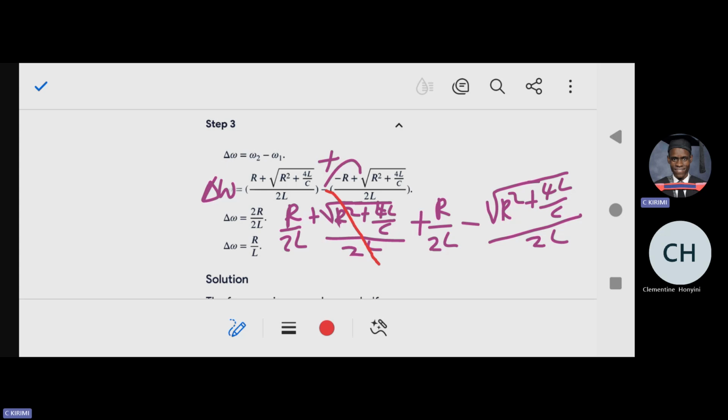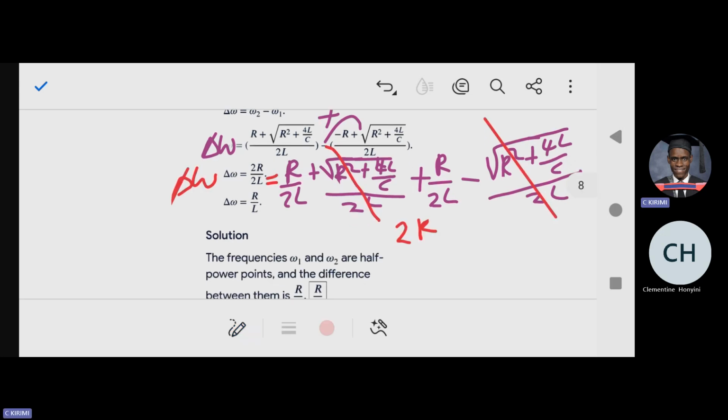Then you'll be left with change in omega is equals to 2R over L, R over L plus R over 2L. You add, which means you are going to get 2R over 2L. So the answer is R over what? Over L.